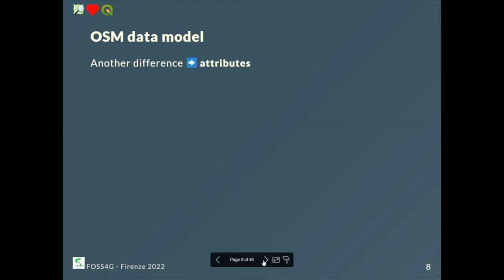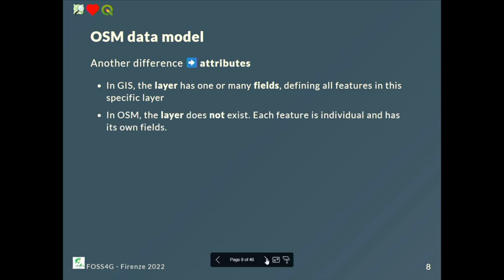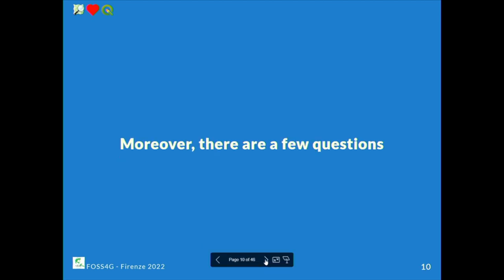Another difference is the attributes. In GIS, we create a layer, then we define fields, and all features within this layer have these fields. But in OpenStreetMap, the layer does not exist. Each feature is individual, and we define its own keys and values for this OSM feature. So when we switch from OSM to QGIS, there are a few differences.